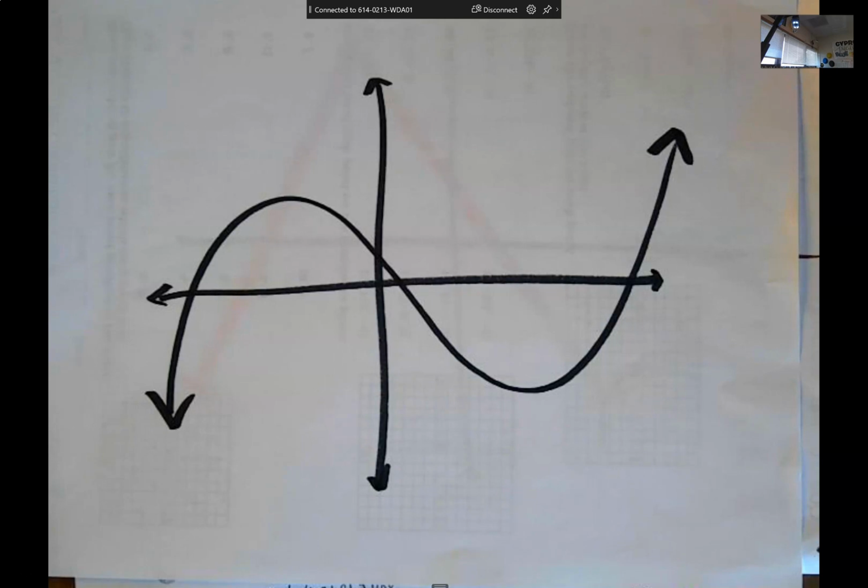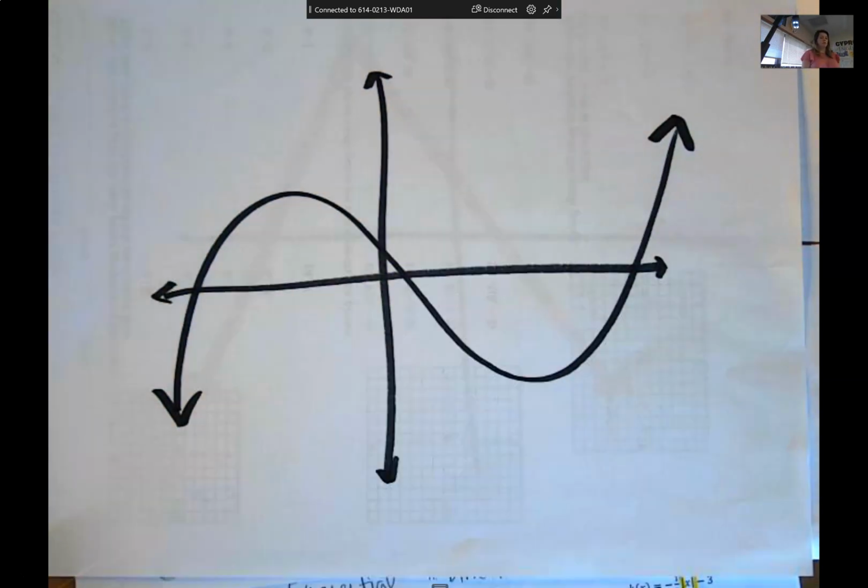Okay, show me. If you don't know, just hold up a blank one. I think you'll be reminded once I tell you. All reals. This can be all reals because of these 2 arrows on the ends.